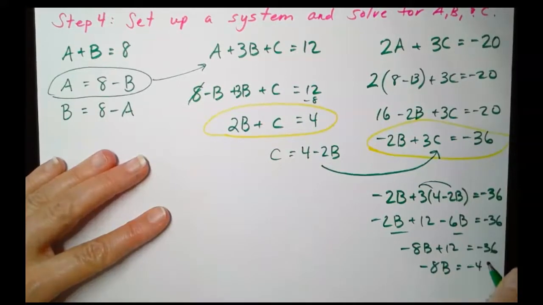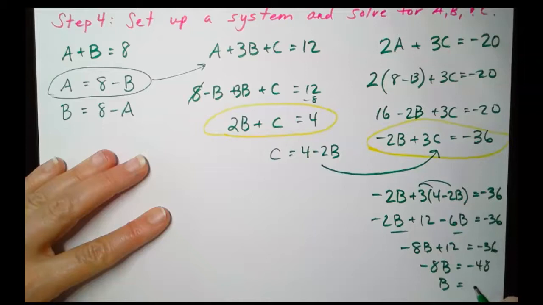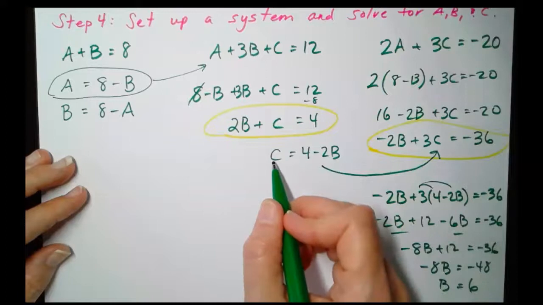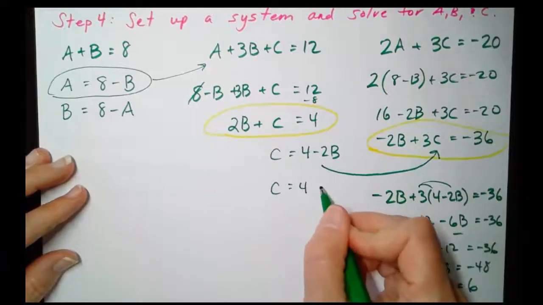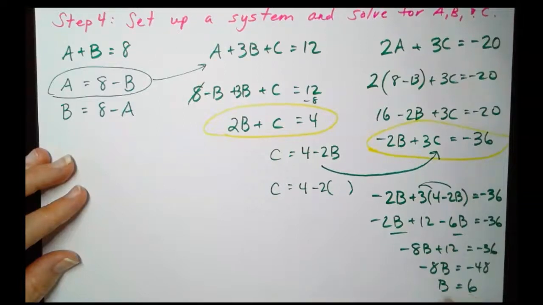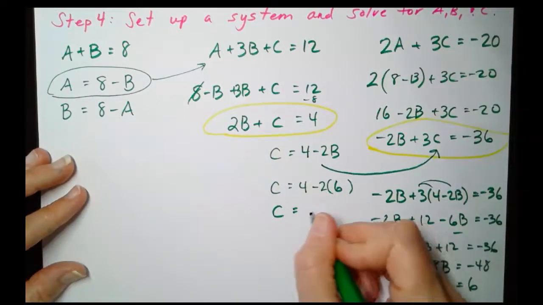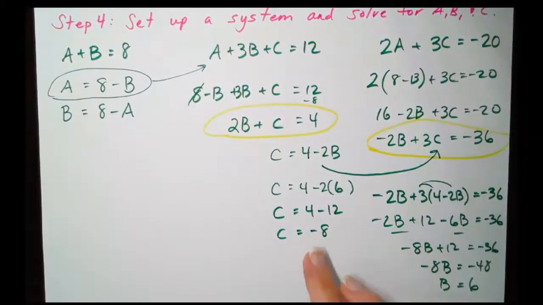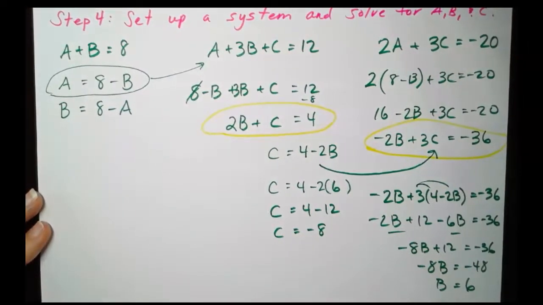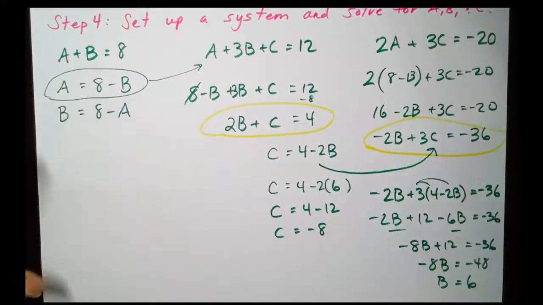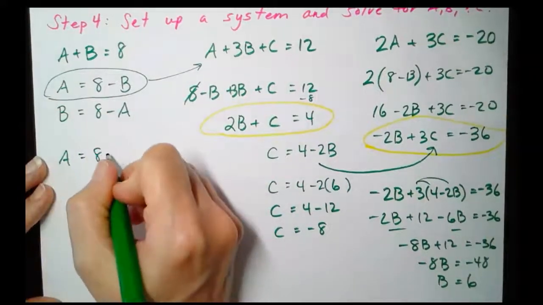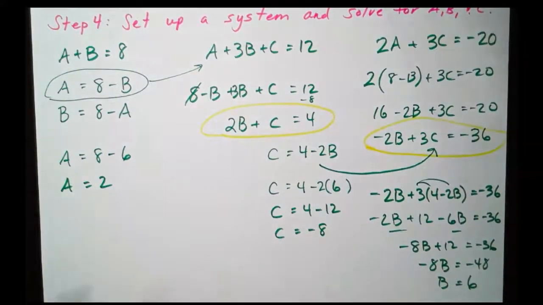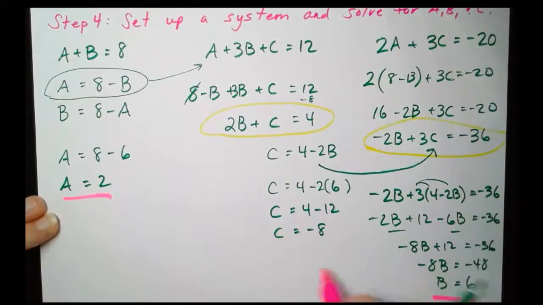Negative 8B equals negative 48. B is 6. There's our B. Let's take that B value, let's plug it in here, let's solve for C. C equals 4 minus 2 times B. B is 6. C equals 4 minus 12. C equals negative 8. There's our B, there's our C. We can take our B value and plug it right back in here and solve for A. A equals 8 minus B. B is 6. A is equal to 2. There's A, there's B, there's C.